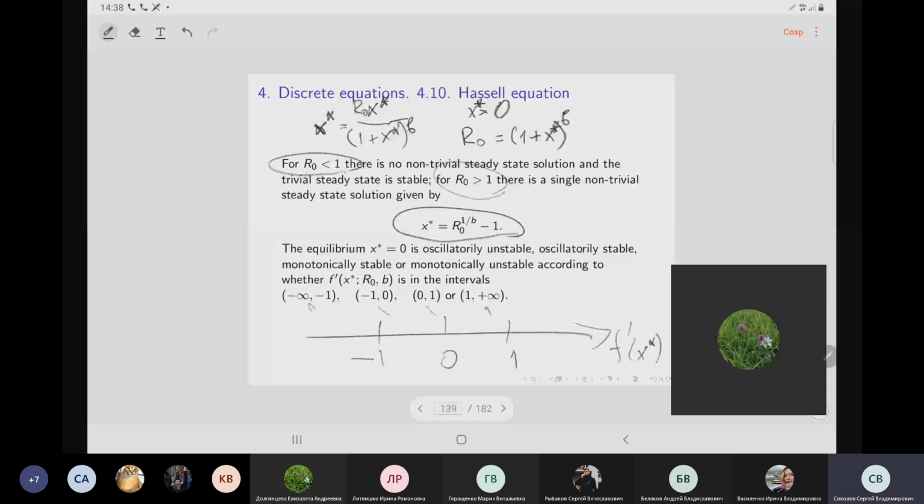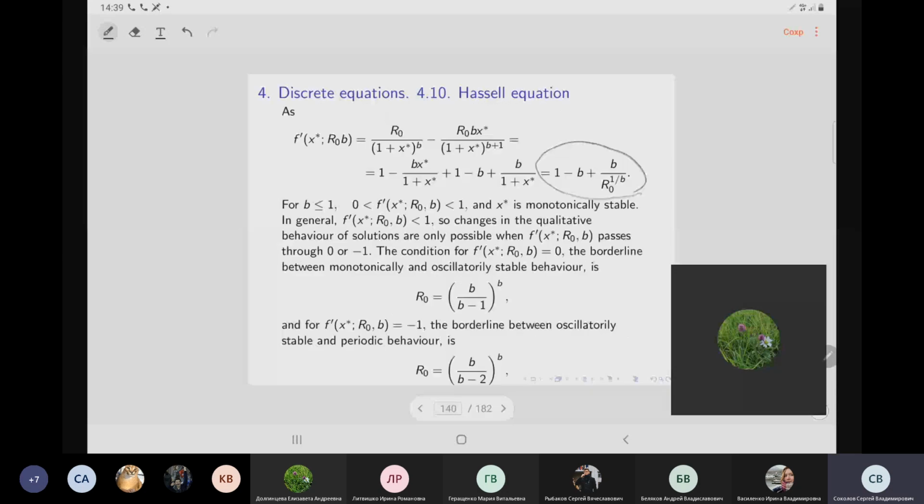When we calculate it, we get f prime as 1 minus b plus b multiplied by R0 to the negative 1/b power. So when we compare f prime with negative 1, 0, and 1, we get different lines or different curves in the bR0 space.